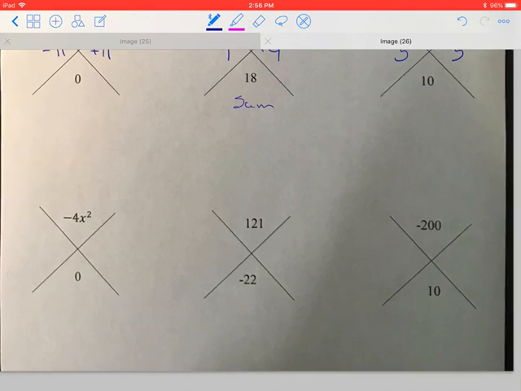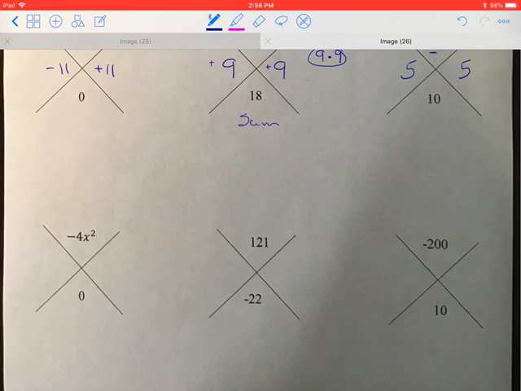All right, so the last line, here we've got another one with a 0 on the bottom. So remember what this tells us is our numbers are going to be opposites. So thinking about -4, I could have a -2 and a +2. And then to get the x squared, I'm going to put an x on each of those. Okay, so that would give me the correct product.